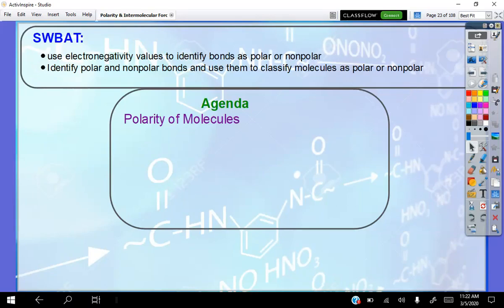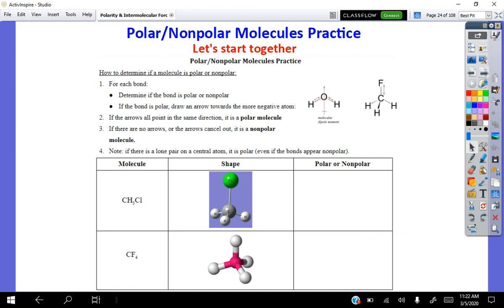Hello there. Today we are going to continue with a discussion of polarity, and this time apply it to molecules. So in the last lesson, we talked about how to determine whether or not a bond is polar or nonpolar, and then we drew arrows or bond dipoles to represent polar bonds.